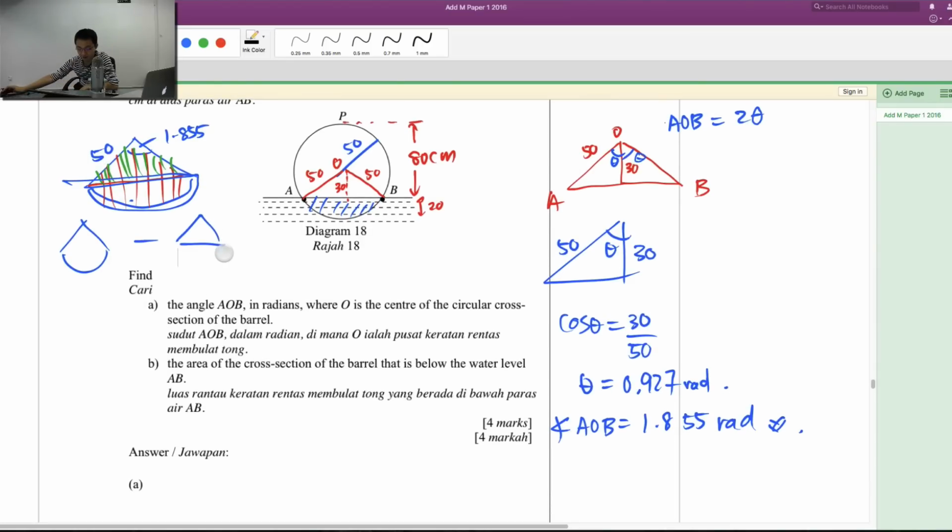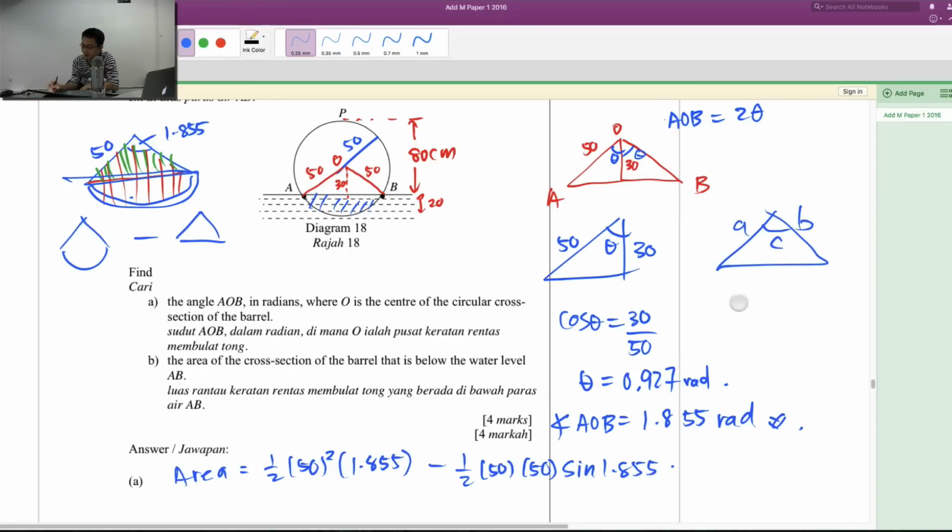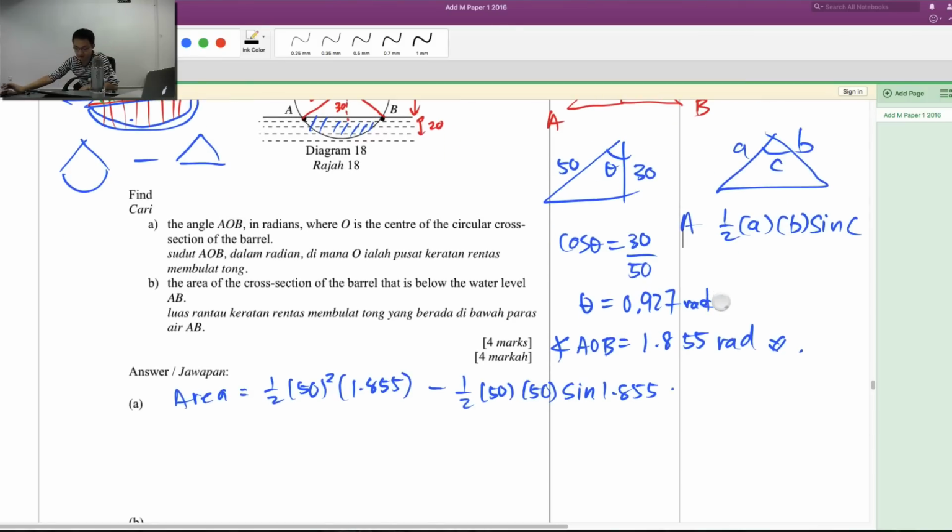So in order to find the shaded area, I will write area equals, area of sector is half r squared theta, 1.855, minus triangle. Triangle is half ab sine c. I hope you remember this formula. This is a, b, and this angle c. Half ab sine c is the area of triangle. So if you know everything about this, the rest is just mathematics, just numbers, solve it. 50 squared multiplied by 1.855 divided by 2, so I will get 2318.75, minus 50 squared multiplied by sine 1.855. Make sure your calculator is in radian because this is not degree. Right? Divided by 2.